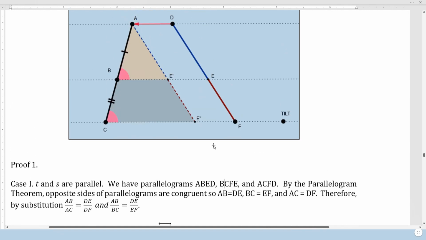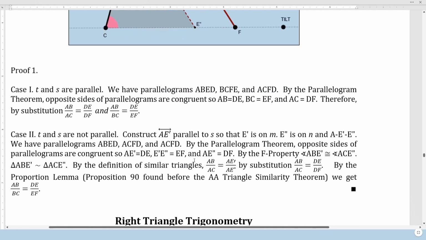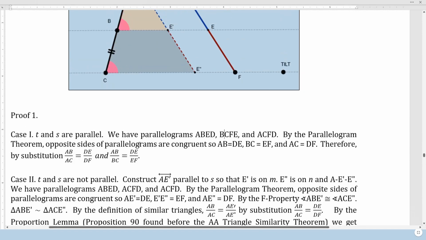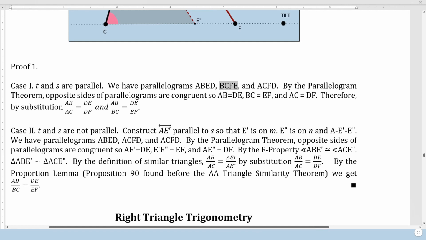And then by the parallelogram theorem, once again, opposite sides are congruent, so AE prime is the same length as DE. We have a parallelogram here, we have a parallelogram here, so E prime to E double prime is the same length as EF, and then the big length A to E double prime is the same as DF. Let's see if I said that right. I think I have the same typo I had up here. And so I think we got all that right.